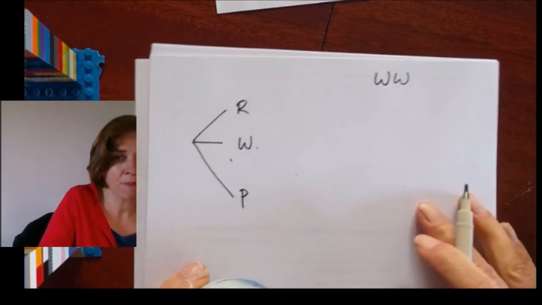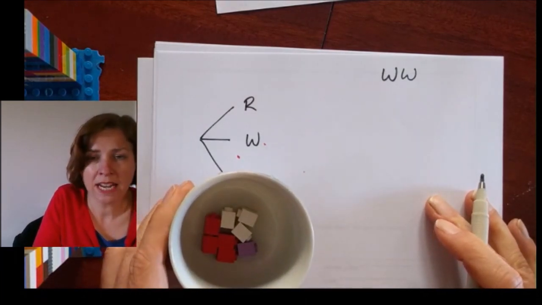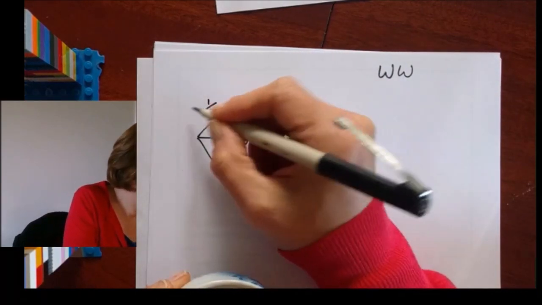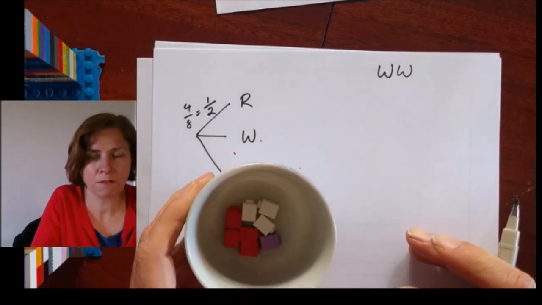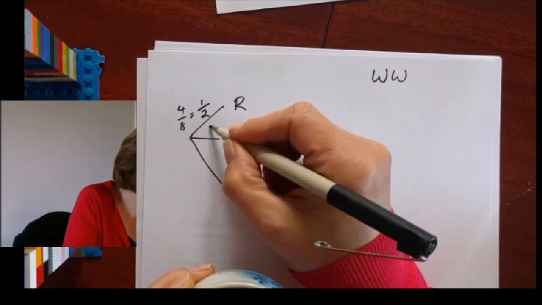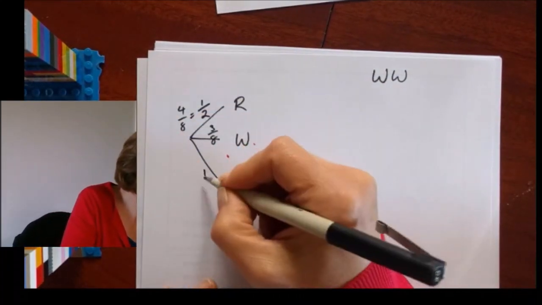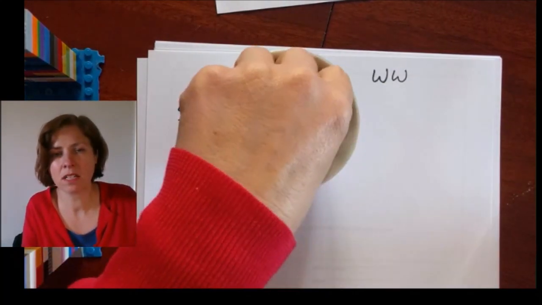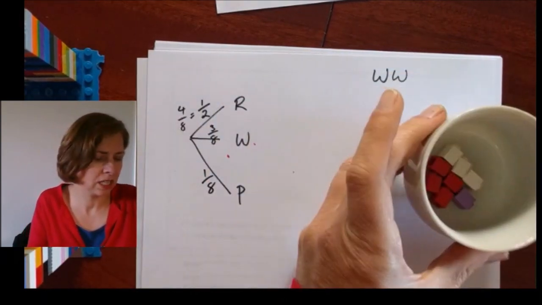And let's put our probabilities down. Probability of red, there are 4 red out of 8. 4/8 equals 1/2. Okay, probability of red is 1/2. Probability of white is 3 out of 8. Probability of purple, 1 out of 8. Okay, now when I pull my second one out, same probabilities because nothing's changed in there.